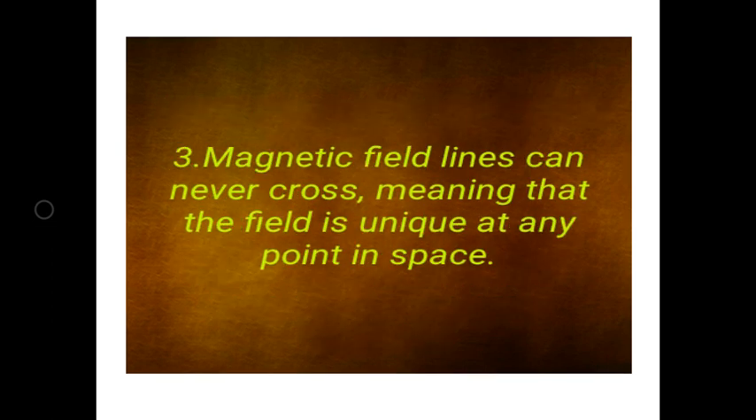The third point is that magnetic field lines can never cross, meaning that the field is unique at any point in space. If at any point the magnetic field lines are crossing each other, it means at that point you can draw two tangents which will give you two directions for the same magnetic field. It is impossible.